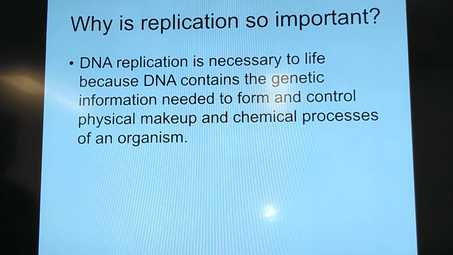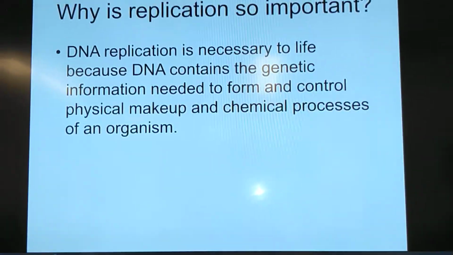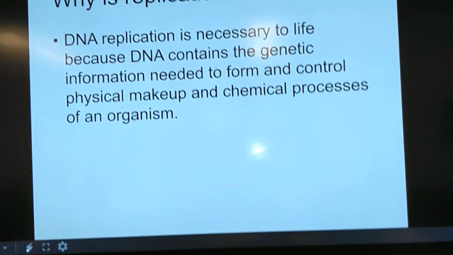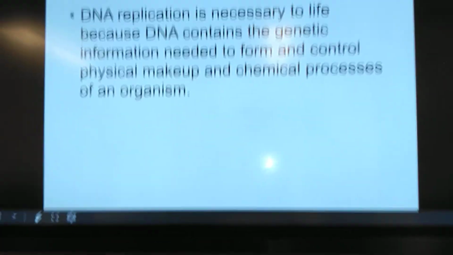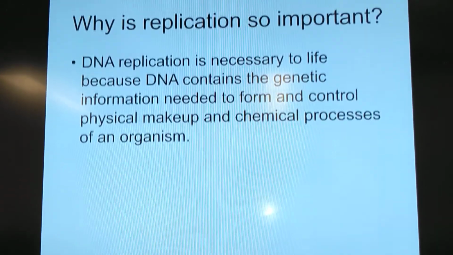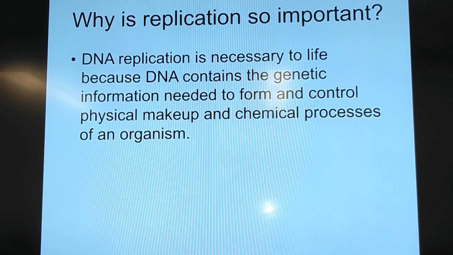So why is replication so important? DNA replication is necessary to life because DNA contains the genetic information needed to form and control the physical makeup and chemical processes of an organism. Okay, so it's important that every cell have the correct order of those bases to be able to make the correct DNA molecule, to be able to make the correct proteins, because it's those proteins that are going to control everything in the cell and everything in the body.